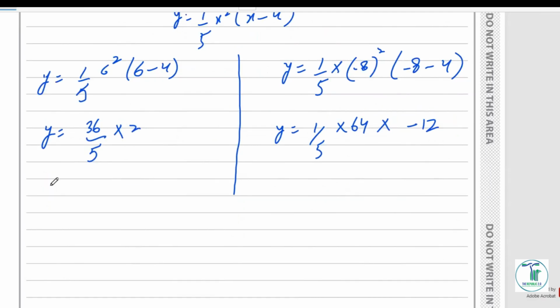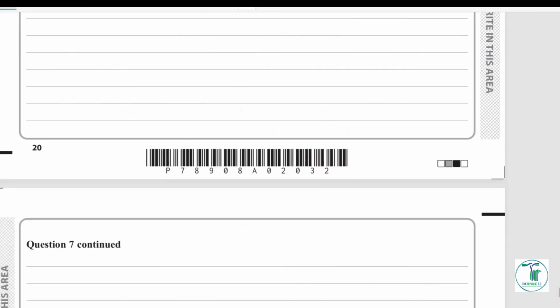So the answer of this has to be 2 times 36 is 72 by 5. And the answer of this has to be 12 times 64, that has to be 768, so negative 768 divided by 5. So these are going to be the y coordinates, and the 6 and negative 8 were the x coordinates. So that is how we're going to try out this question.